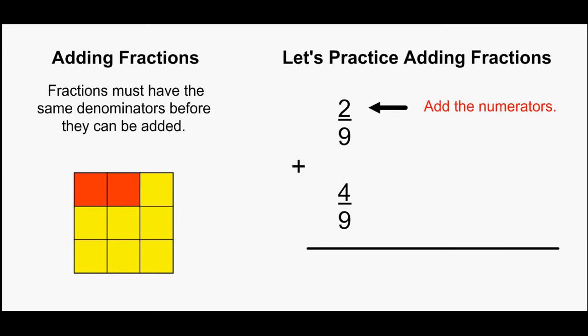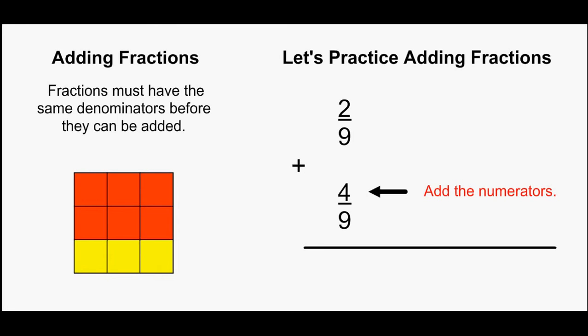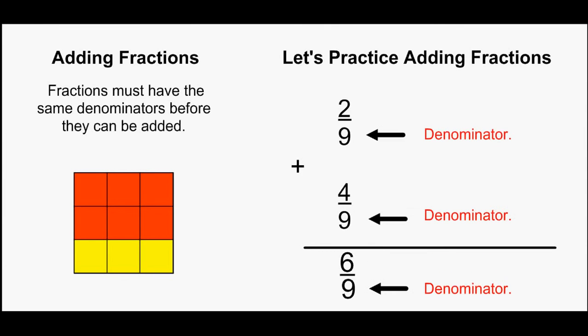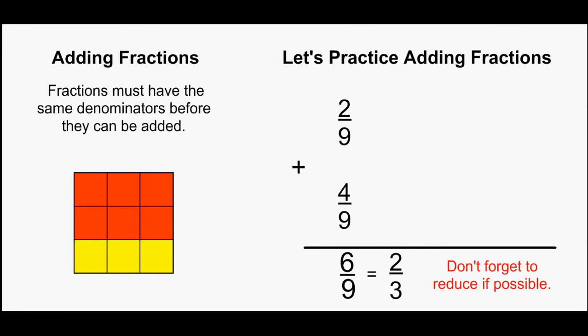Let's try another one. Here, let's add 2/9 plus 4/9. Add the numerators. 2 plus 4 equals 6. Our denominator, 9ths. Don't forget, reduce if possible. 6/9 reduces to 2/3.